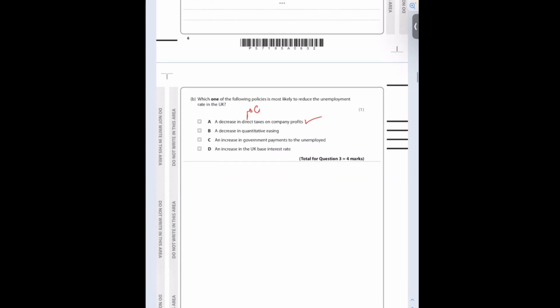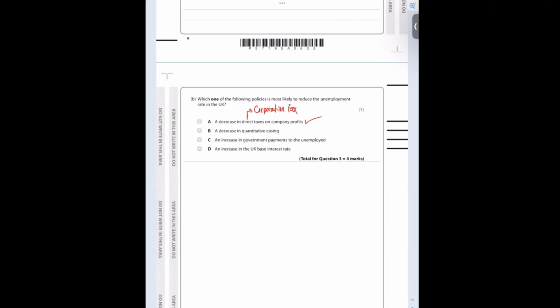Which one of the following policies is most likely to reduce the unemployment rate in the UK? A decrease in direct taxes on company profits. Now, this sounds very plausible because I mean they have more profit that they can use to hire additional workers. Direct taxes are taxes that can't be passed on. An example of that would be corporation tax.